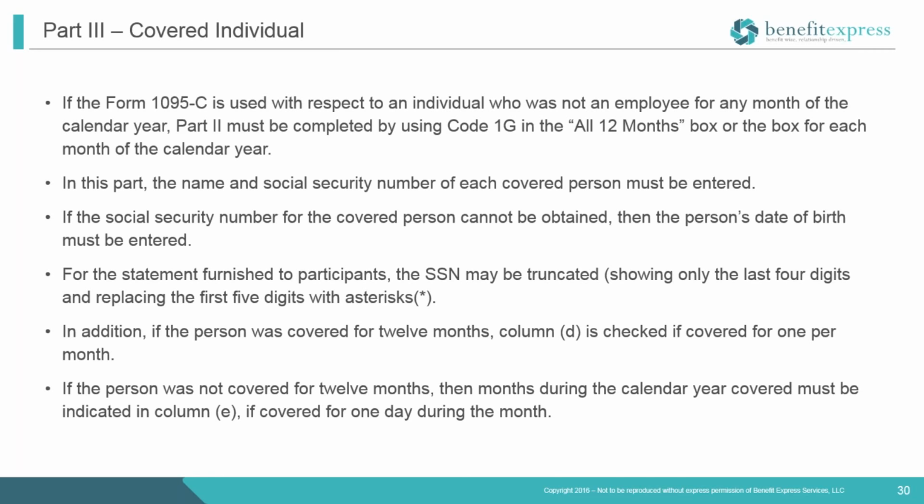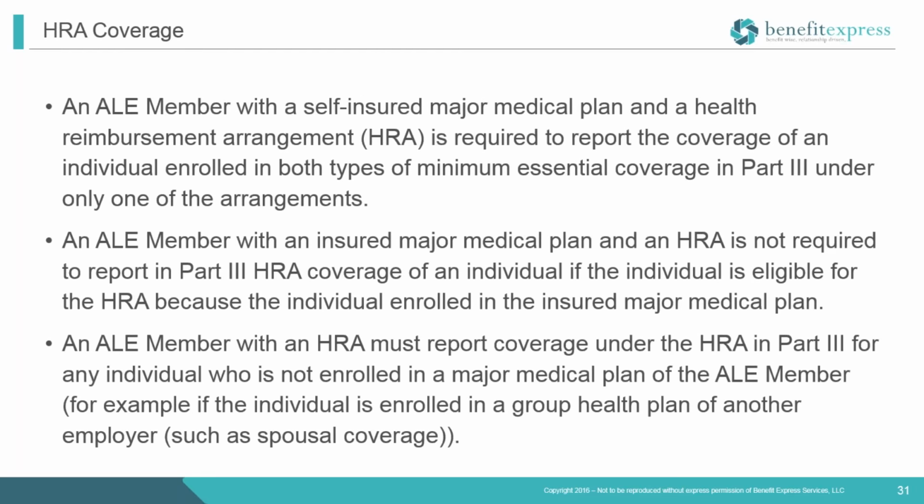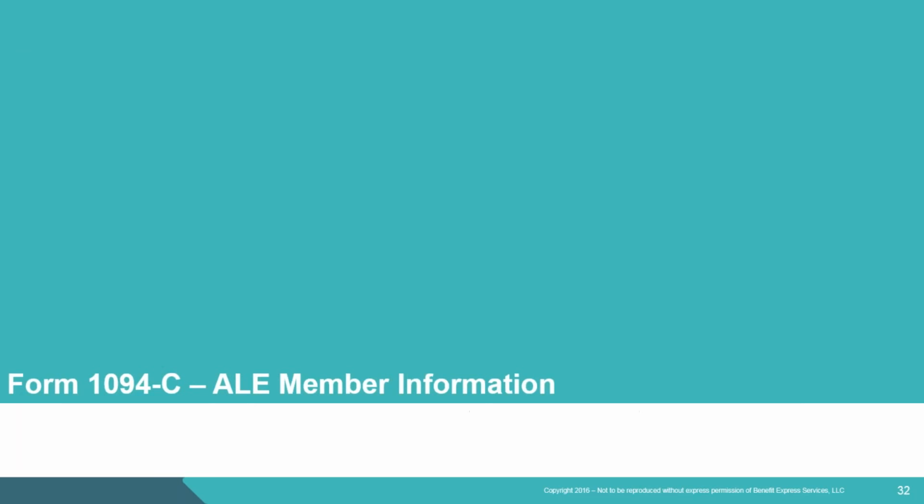So for an individual who is not an employee, you use code 1G. Extremely important to understand that. And again, for HRA coverage, as I said, if your plan is integrated with a group health plan, you don't have to report separately to HRA. Only if you reimburse, if that person was covered by the spouse's plan, then you would have to file a 1095-C for that situation. But in most situations, the HRA is not separately reported.